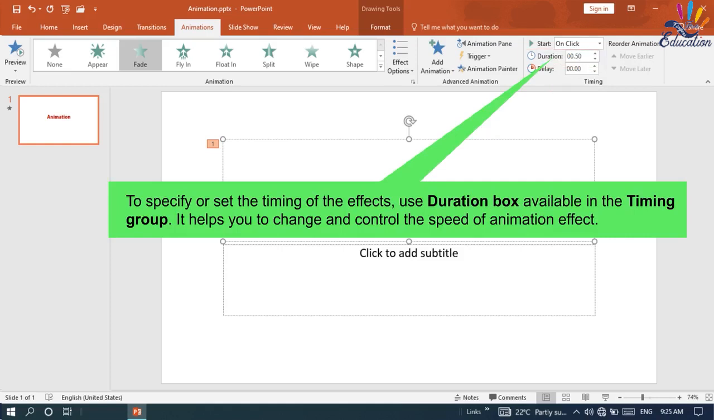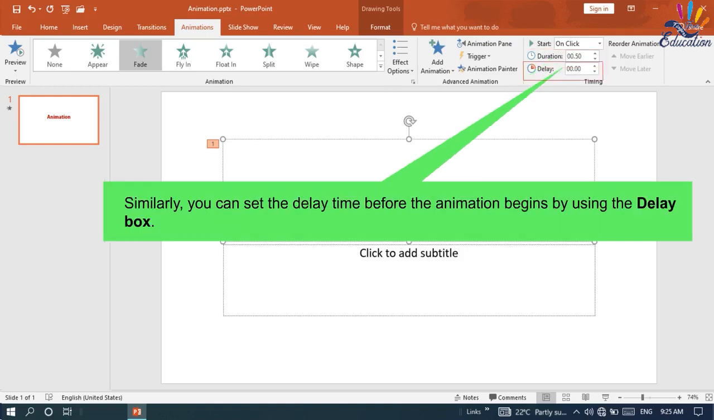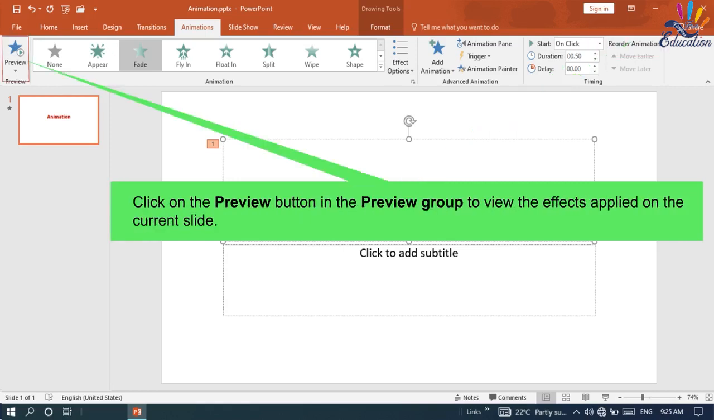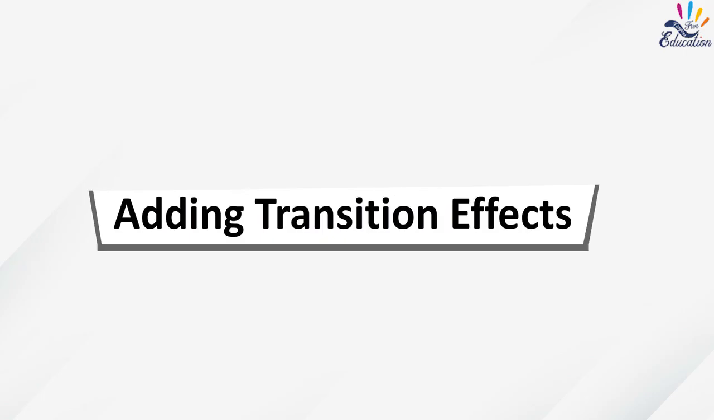To specify or set the timing of the effects, use the duration box available in the Timing group. It helps you to change and control the speed of animation effect. Similarly, you can set the delay time before the animation begins by using the delay box. You can also use the reorder animation buttons to change the order in which the animation effects appear. Click on the preview button in the Preview group to view the effects applied on the current slide.